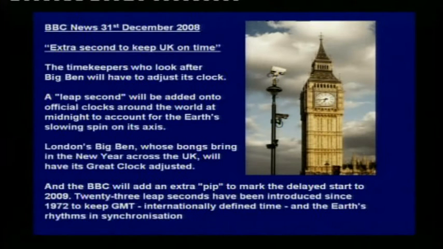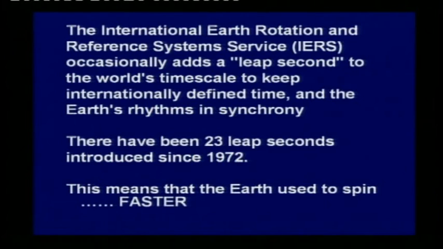Now, actually, there have been 23 leap seconds that have been introduced since 1972 to keep Greenwich Mean Time, that's internationally defined time, and the Earth's rhythm in synchronization. Now, the International Earth Rotation and Reference System Service, which is the IERS, occasionally adds a leap second to the world's timescale to keep internationally defined time and the Earth's rhythm in synchrony.